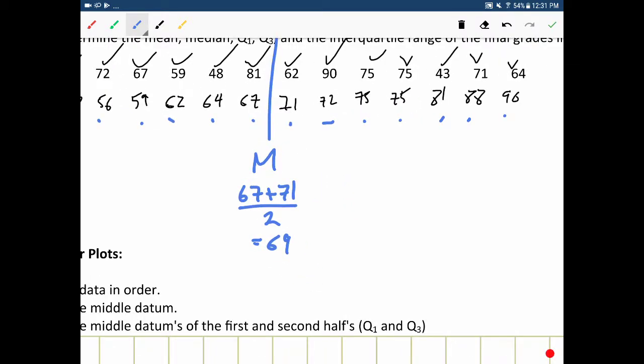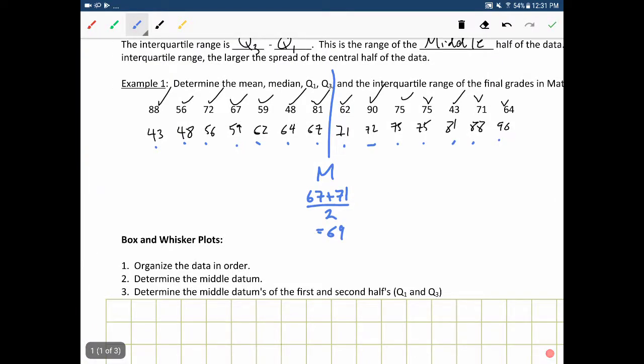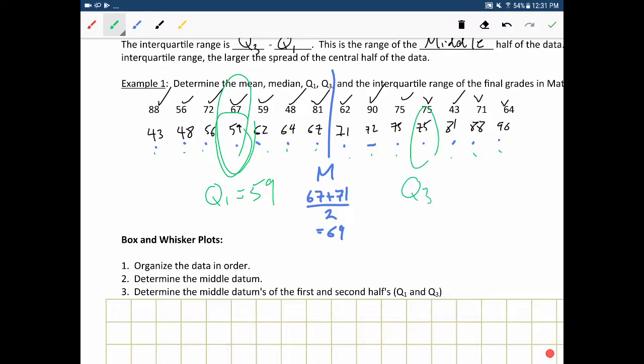Once we've done that, we're going to find Q1 and Q3. I'll switch to green, and we count 1, 2, 3, and we get this one right here. I shouldn't circle that top part, it's just the bottom part there. So Q1 is equal to 59. And I know it's 3 from the other side, so it's right there. And so Q3 is equal to 75.